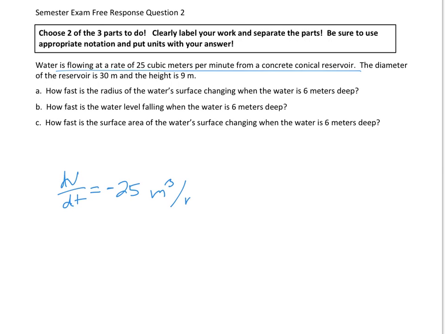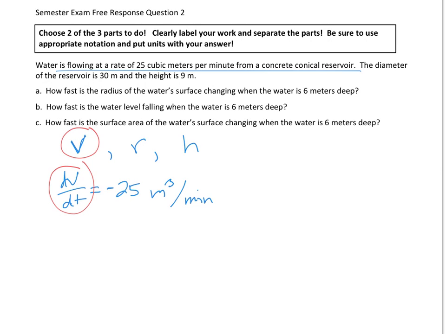Cubic meters per minute. Diameter of the reservoir is 30 meters and height is 9 meters. So I'm going to need to draw a picture here, but I'm recognizing already that, as far as units, I'm going to have a volume unit because I'm draining it. I'm going to have a radius or diameter. I'm going to go with radius and a height. So far, I've got one match in terms of I've got volume and then rate of change of volume.